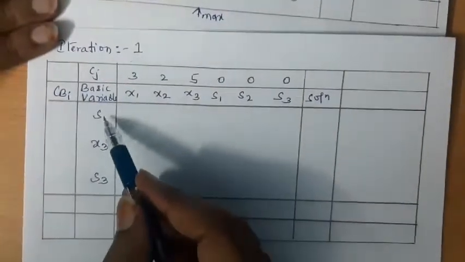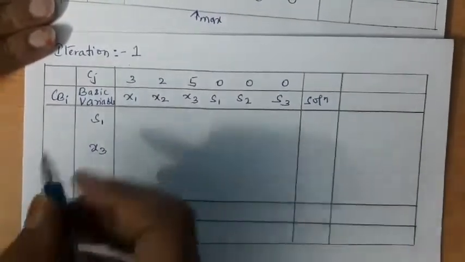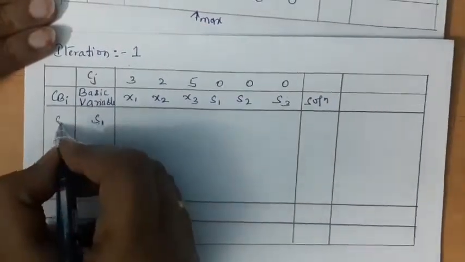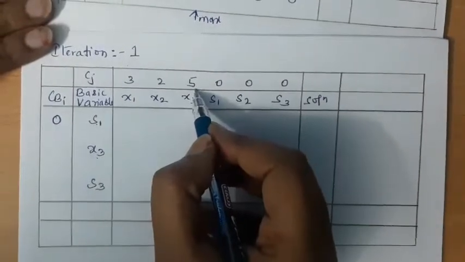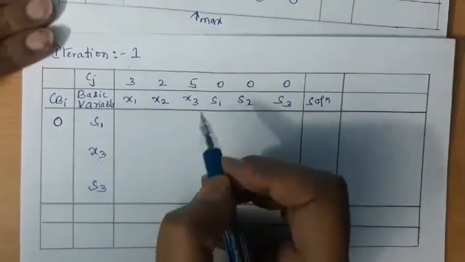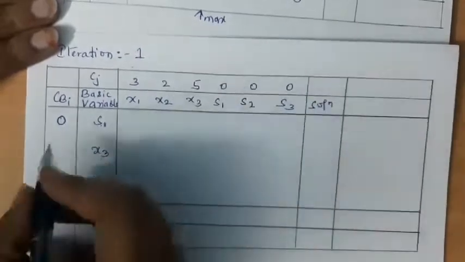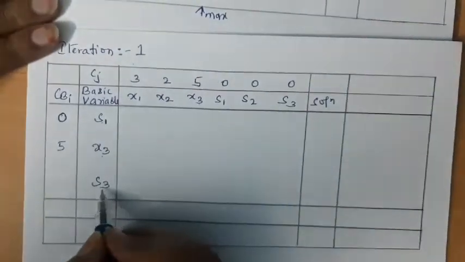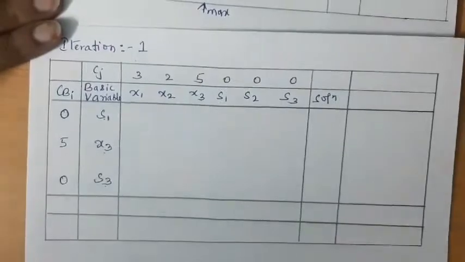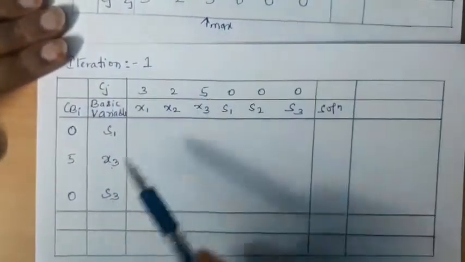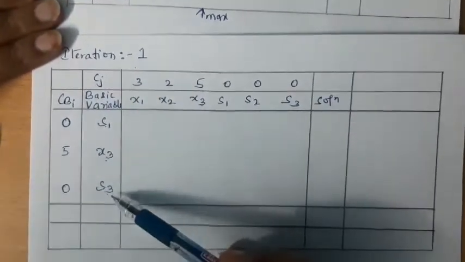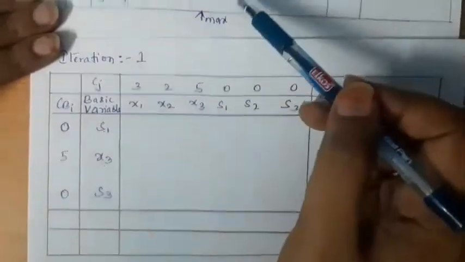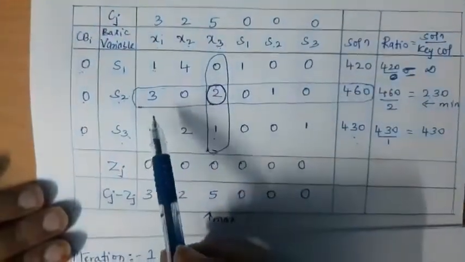Now write down the coefficient value for all these basic variables. For S1 the coefficient value will be 0, and for X3 the value will be 5. So from the objective function we have to write down the value. In the objective function, the x3 value is 5. So write down 5 here, and the s3 value will be 0 from the objective function. Now what we have to do? First we need to find the new values for all these 3 rows, that is s1, x3, s3, from the old table.